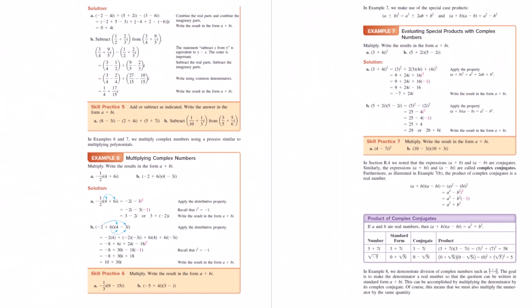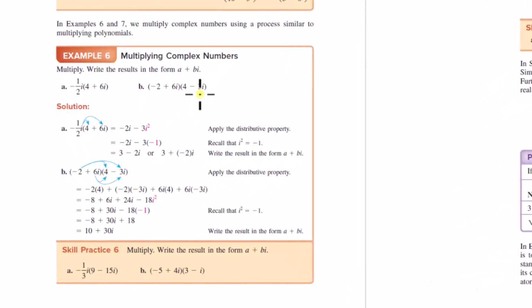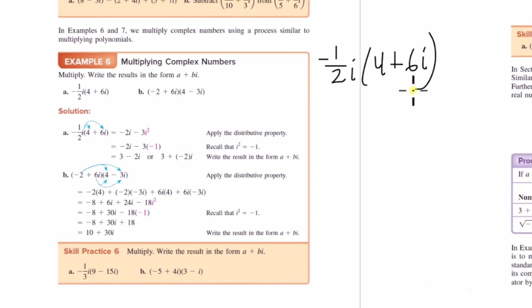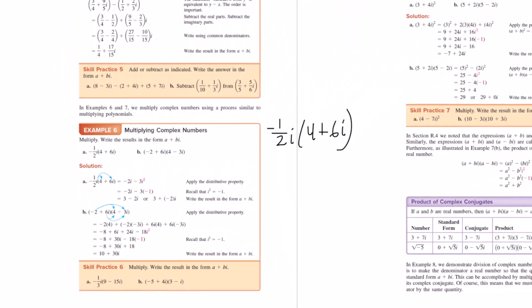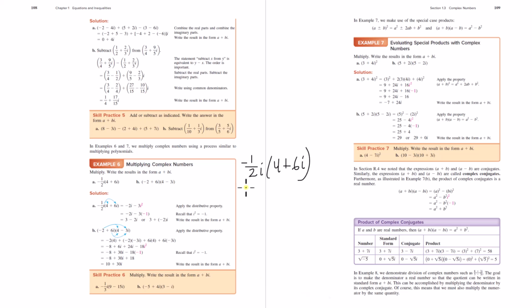Okay, multiplying complex numbers, straightforward as well, because there are no mechanics issues that complicate it. So if you've got here, they give the example minus 1/2 i times 4 plus 6i. Well, we just distribute and multiply. These properties here apply to all numbers in the complex plane. So you just distribute, and the thing to remember is that if you end up with a power of i that's not 1, then you can simplify it.